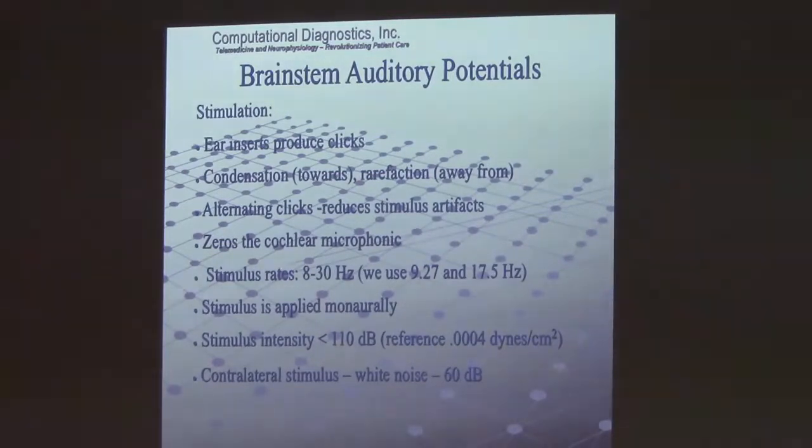The stimulus is applied on the side you're operating on, and the stimulus intensity is below 110 dB. Typically it's 90 dB, 95 dB, sometimes 85 dB. The reference is sound pressure level, 0.0002 dynes per centimeter squared. Then we'll use white noise on the contralateral, non-operative side to mask the stimulus so you don't get a crossover response. I presume you do pretty much the same thing.